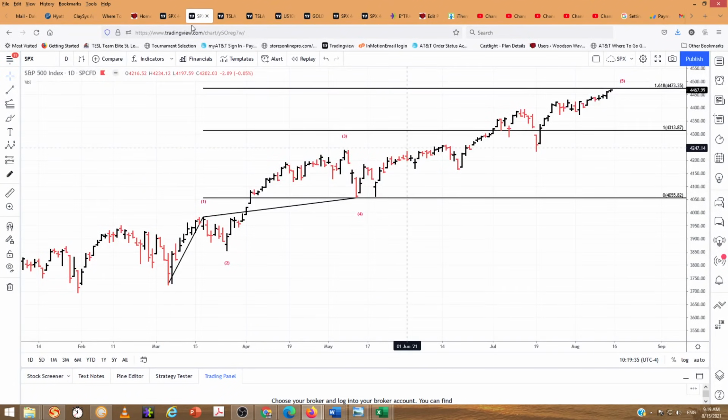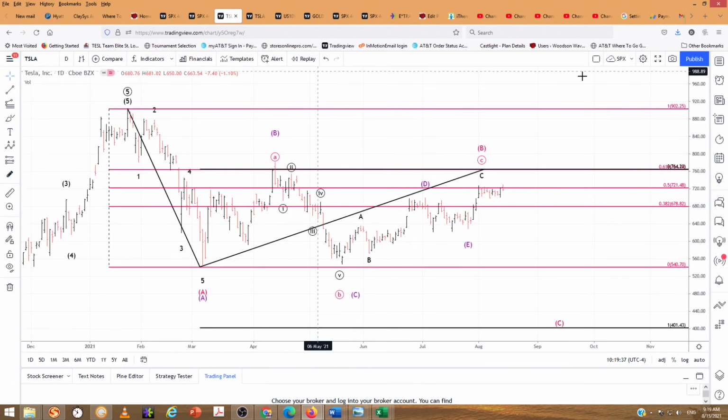Okay, moving on. Tesla. So Tesla's interesting too. I have several wave counts up here, so I don't want you guys to get too confused. But there is the all-time high at 900 back in January. Let's look at the purple. Okay, let's do the bullish count first.